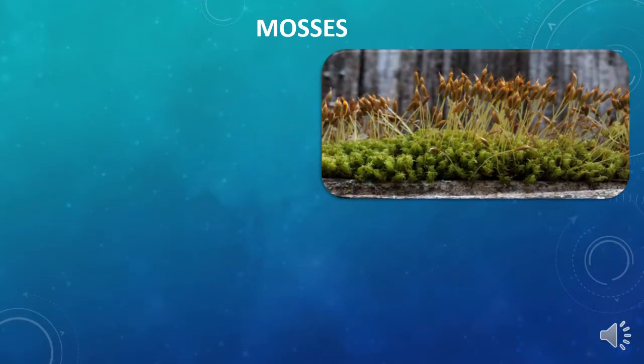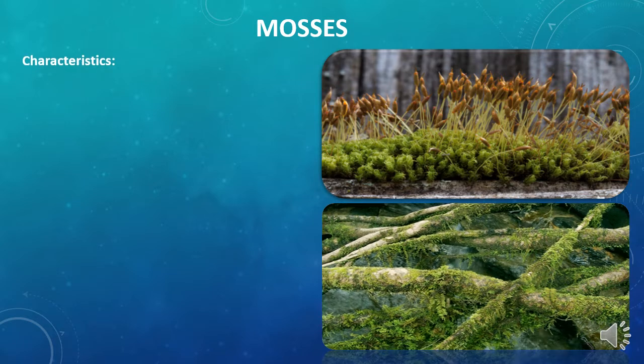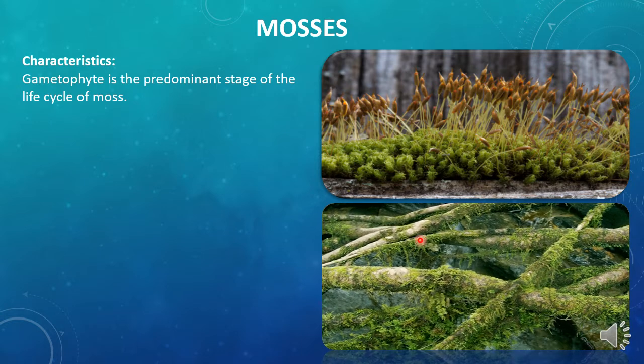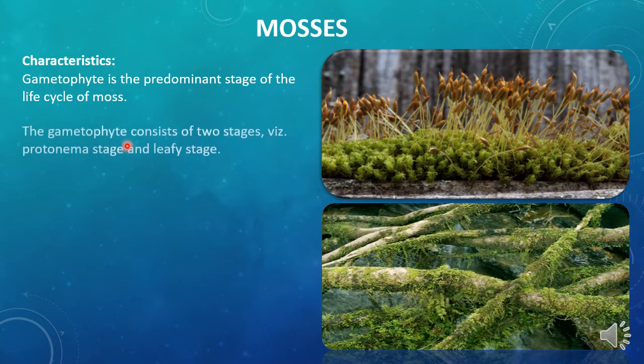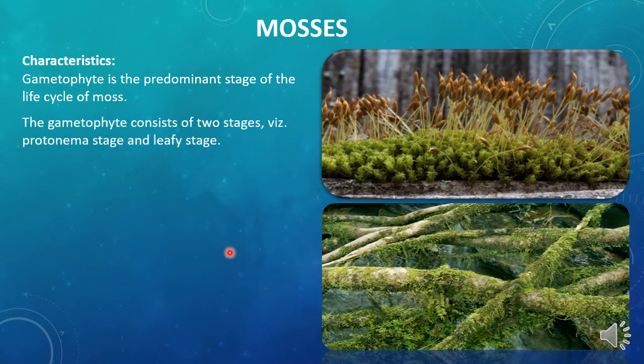Coming to mosses, their characteristics. Gametophyte is the predominant stage of the life cycle of mosses. So in the life cycle of mosses, gametophyte is the predominant stage. The gametophyte consists of two stages, that is the protonema stage and the leafy stage.